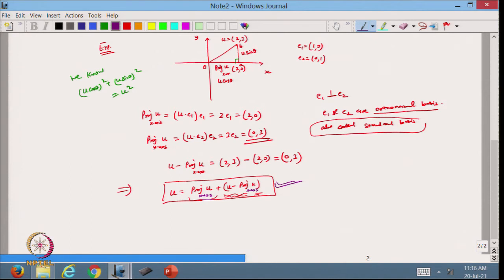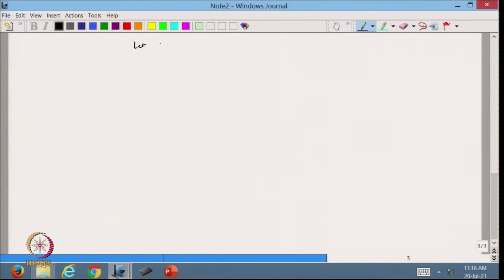From here, let us see what is going to happen in the case of more vectors. These are the 2 vectors we have taken. Let us consider a set of 2 linearly independent vectors. Suppose I take the set as V1 and V2. This is linearly independent. Now, if it is linearly independent, then I can normalize this.